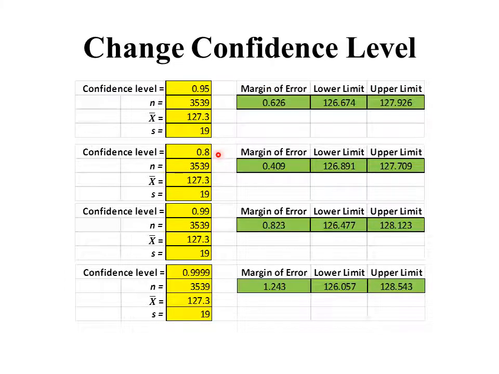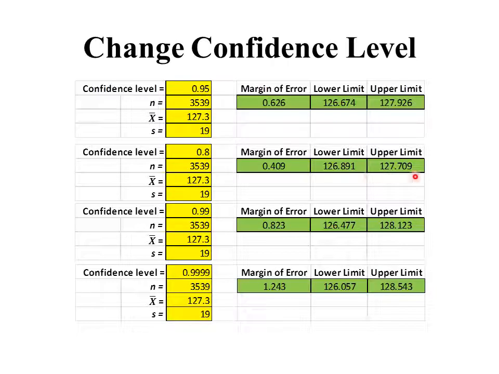Now let's suppose that we try to use an 80% confidence level. And our summary statistics here don't change at all. We just have an 80% confidence level. Now look at what that does to the margin of error. It went from 0.6 down to 0.4. So we have a smaller margin of error.